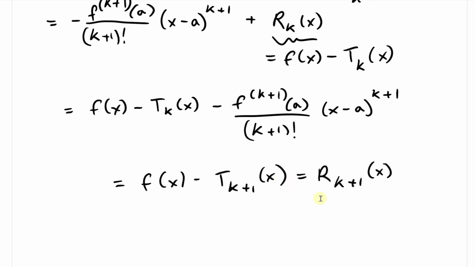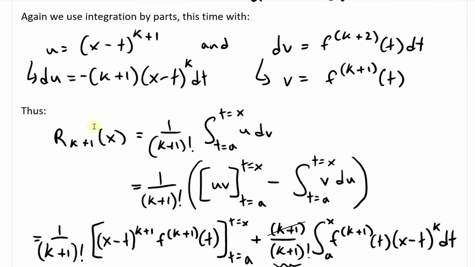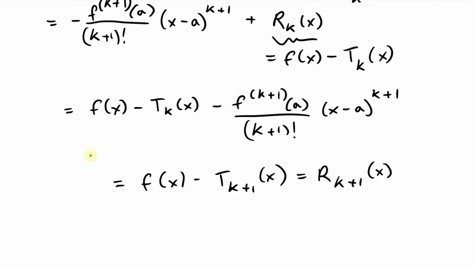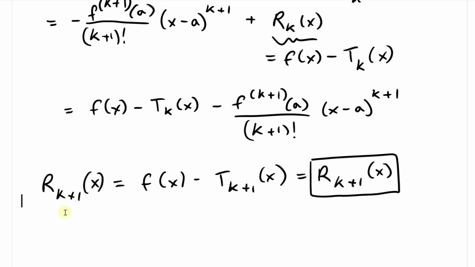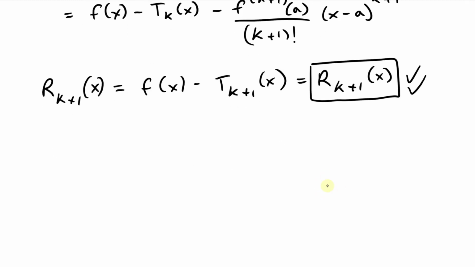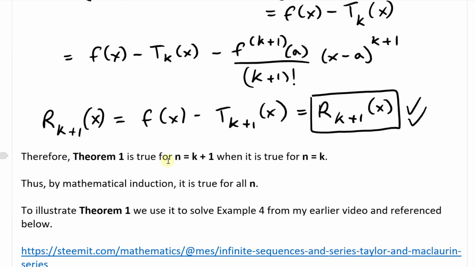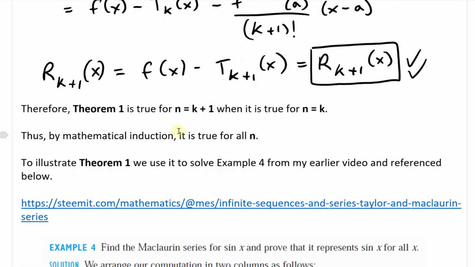So in other words, this whole thing equals r k plus 1 of x, which is what we initially tried to prove, and there it is. This is what we started off with, and we end up with the exact same thing. So thus we've proved that this is actually true. So let's put this here. This whole thing was this r k plus 1 of x. We started off, we assumed it, and then we evaluated it and proved that in fact it is equal to this. So r k plus 1 of x equals f of x minus t k plus 1 of x, and in fact is equal to itself. So this is a double check mark for that. Therefore theorem 1 is true for n equals k plus 1 when it is true for n equals k. Thus by mathematical induction it is true for all n, because remember n equals 1 is also true.